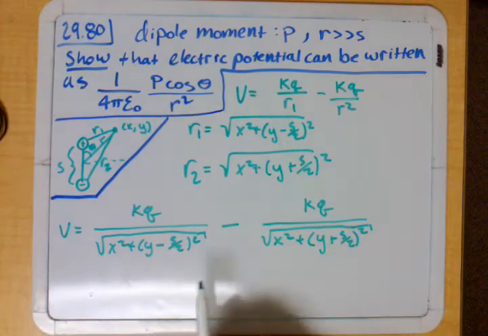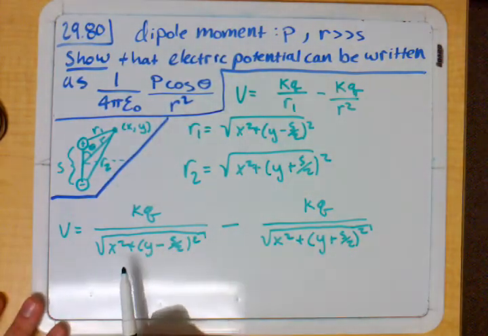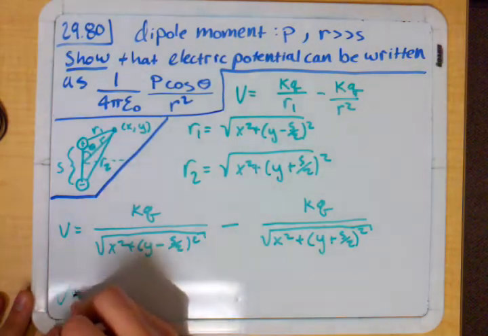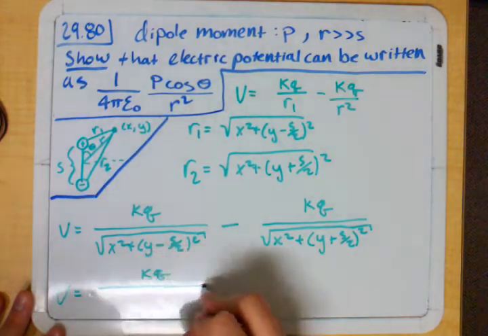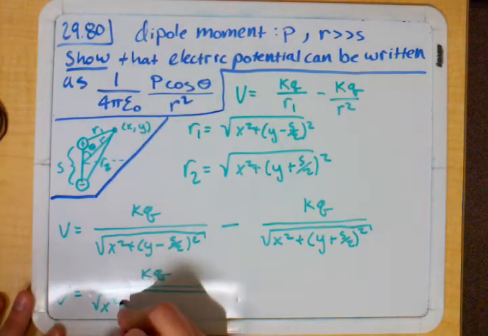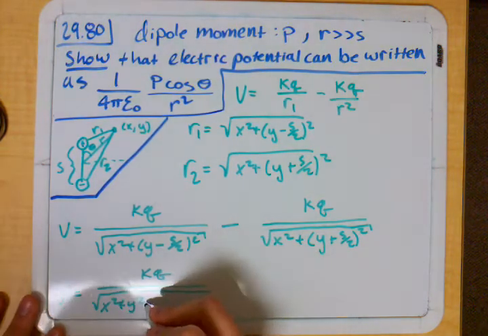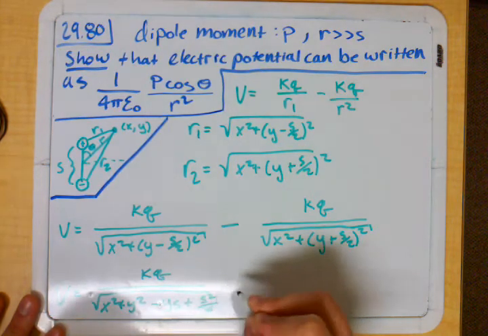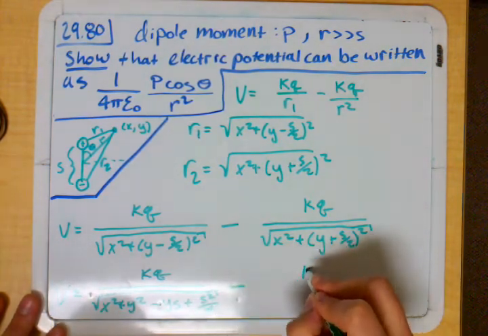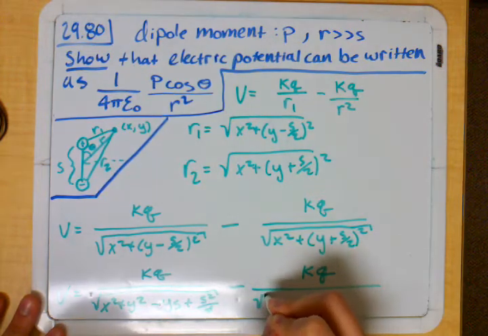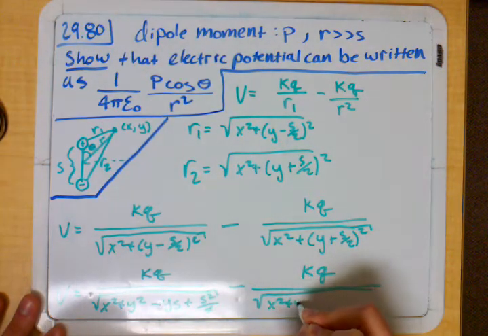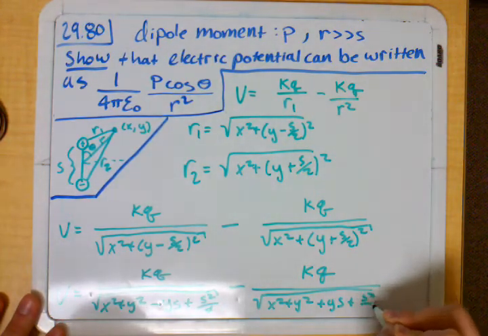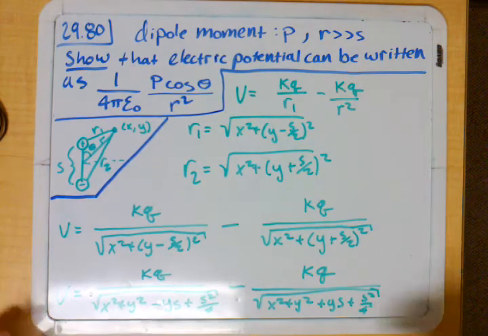Okay, so we're going to go from here and expand it out, expanding the square. So V then equals kq over root x squared plus y squared minus ys plus s squared over 4. And then we do this for the second part. So we have kq over the square root of x squared plus y squared plus ys plus s squared over 4.